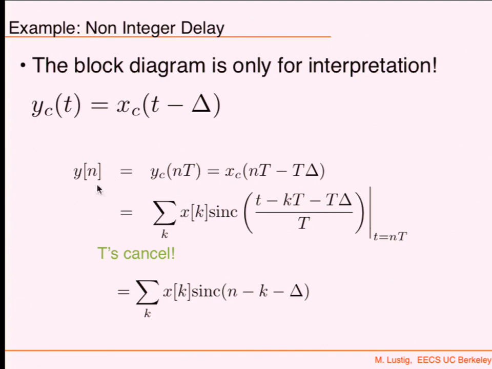So if I look at y[n] equal to y_c evaluated at nT, that is x_c(nT - TΔ). Now what is this? This is my signal x that is convolved with a sinc that is going to then be shifted by TΔ, right? If I want to write what this is, this is the sum of x[k] sinc((t - kT - TΔ)/T).